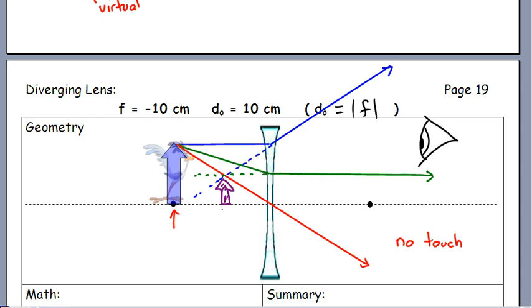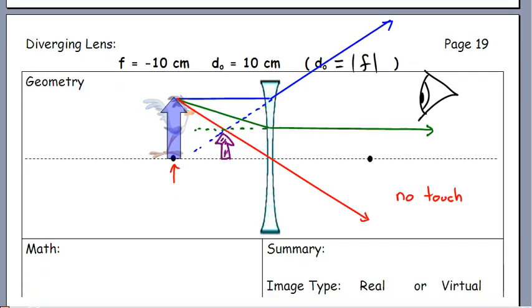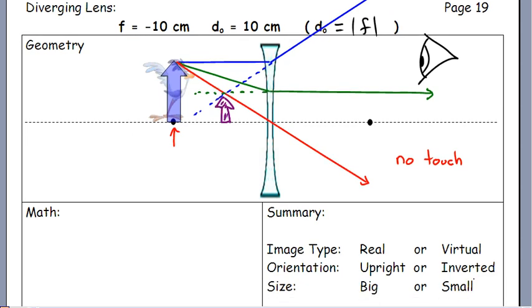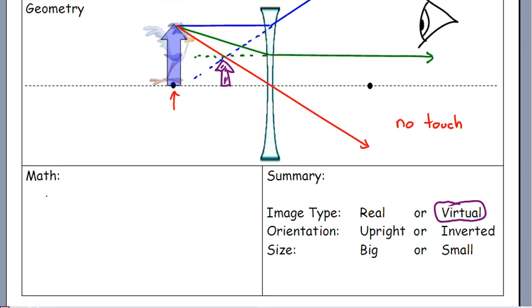That is not on the after the lens side of the picture. It's on the before the lens side. So this is telling me that, yep, those rays don't touch. They just look like they're touching in a virtual sense. So this is another virtual image. Let's run the math again and see where the math actually puts us for this story. So we would have 1 over negative 10 for the focal length equals 1 over 10 plus 1 over, I should say, di.